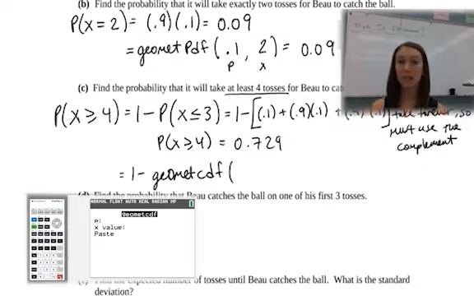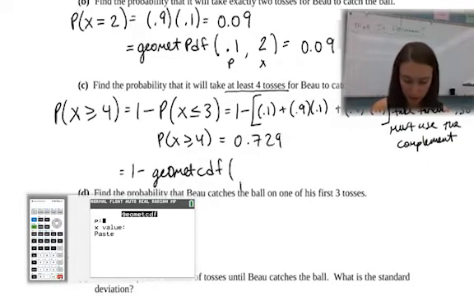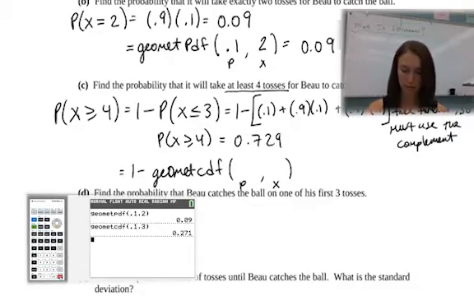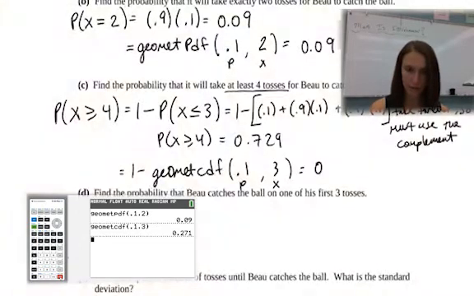Now we have still a P and an X value. So still the same inputs as before, but C stands for cumulative. So it's going to go everything up to including the value we put in. So probability of success is 0.1. I want 3, because I want all the way up to 3, including 3. So 0.1 and 3, and I get 0.271.